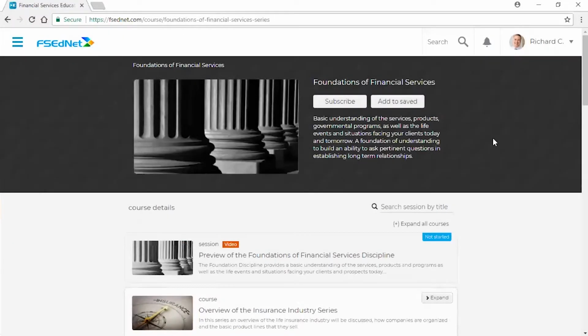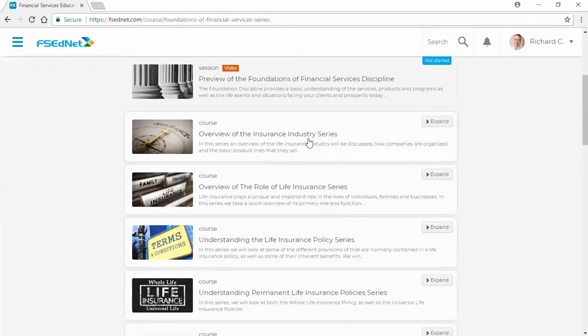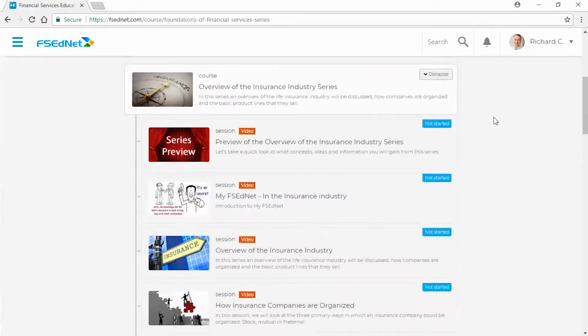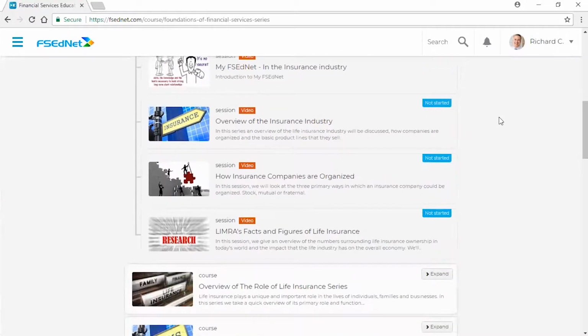It begins with the very basics and then gets more in depth on the subject matter. It begins with an overview of the insurance industry. We will look at the history of the insurance industry as well as how insurance companies are organized, such as a stock company or a mutual or fraternal. We will explain their differences.